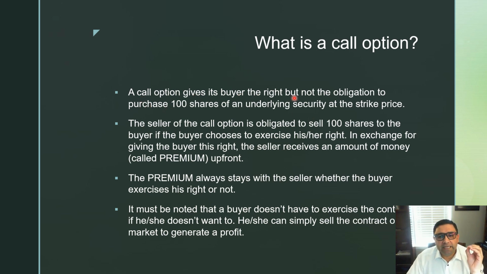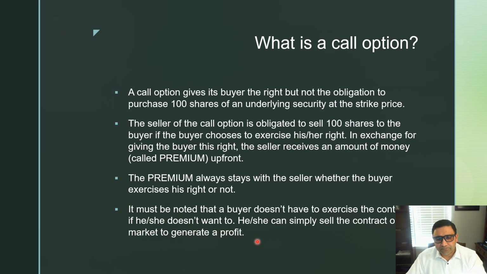A call option gives its buyer the right but not the obligation to purchase 100 shares of an underlying security at a strike price. The seller of the call option is obligated to sell 100 shares to the buyer if the buyer chooses to exercise his or her right. In exchange for giving the buyer this right, the seller receives an amount of money upfront called premium. The premium always stays with the seller, whether the buyer exercises his right or not. And it must be noted that a buyer doesn't have to exercise the contract if he or she doesn't want to. He or she can simply sell the contract to the market to generate a profit if the contract is in the money.